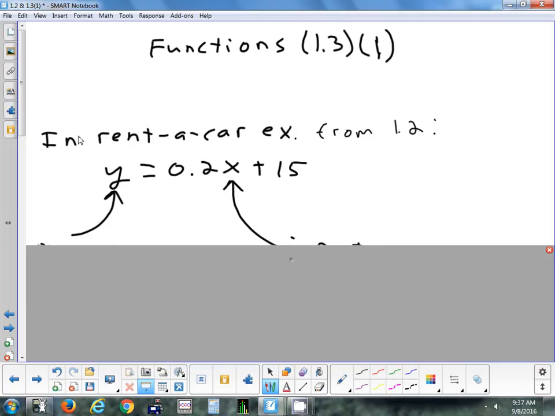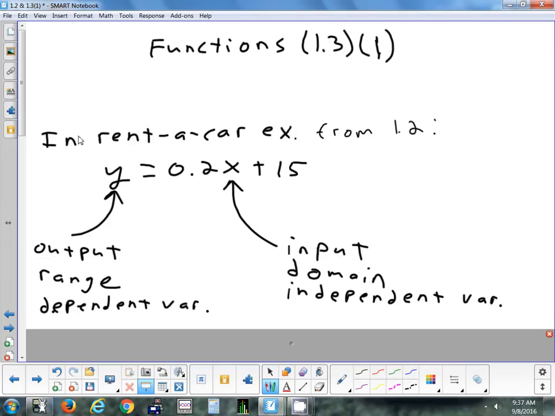Did anybody remember the name I gave to x and y? X was the something variable and y was the something variable? Yep. Y was the dependent variable and x was the independent variable. Okay, a few different names for x and y. You could look at it as input and output. In other words, you plug in a value for x, do the arithmetic, and you will produce an answer for y. That's the output.